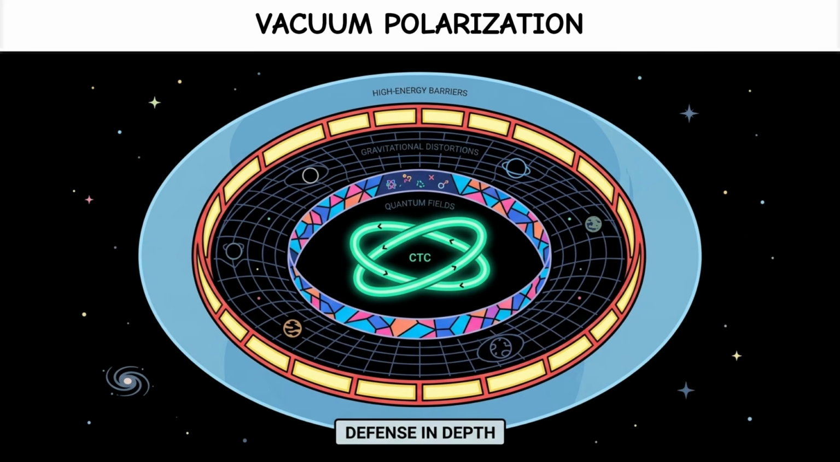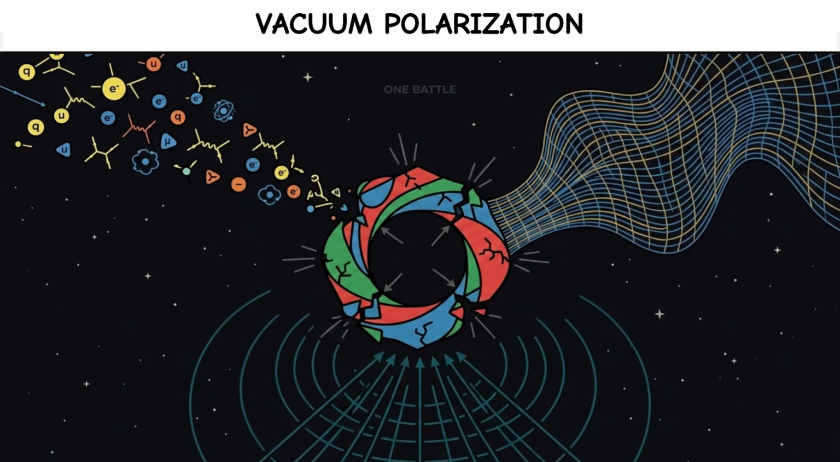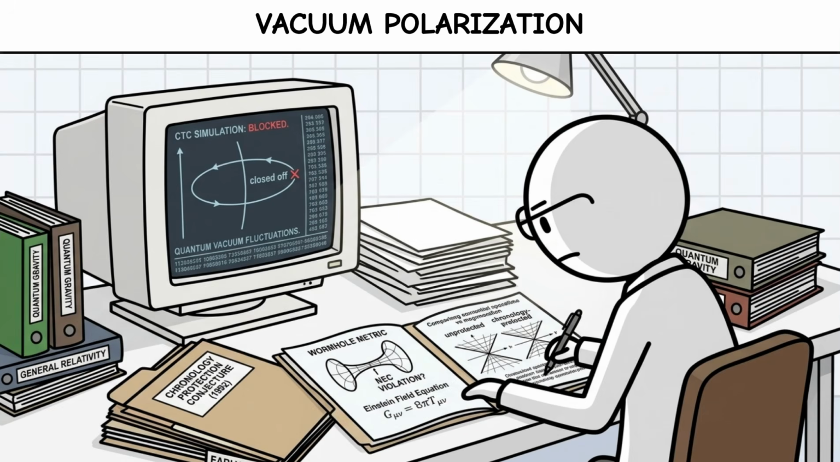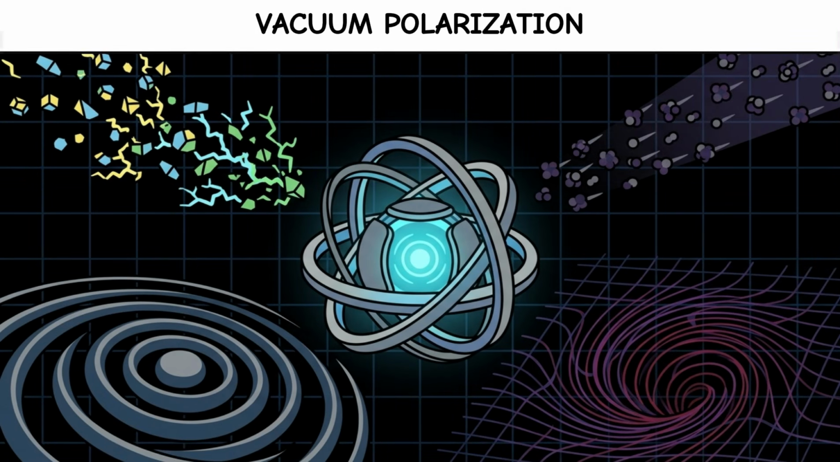Number 5. Vacuum polarization and the defense-in-depth argument. Multiple independent mechanisms all fighting the same battle. Physicist Matt Visser, working through the early 1990s, took Hawking's conjecture and asked a more specific question. Even if quantum vacuum divergence is real, is it the only thing preventing time machines? Or is nature attacking the problem from multiple directions simultaneously?